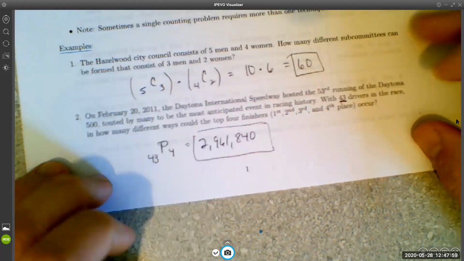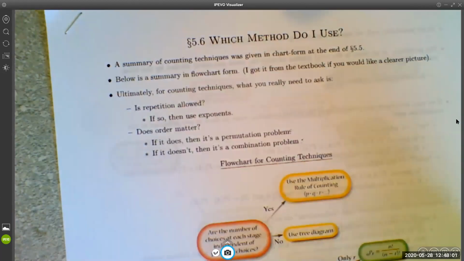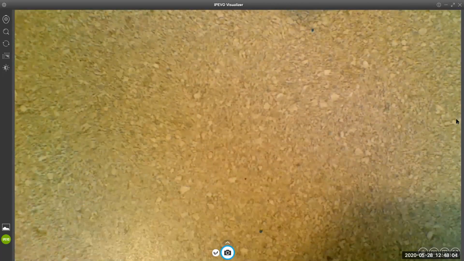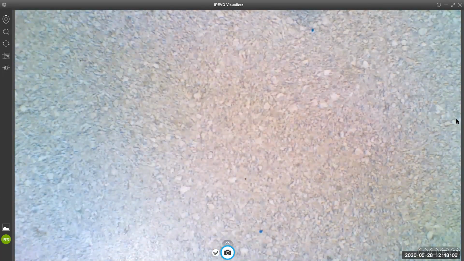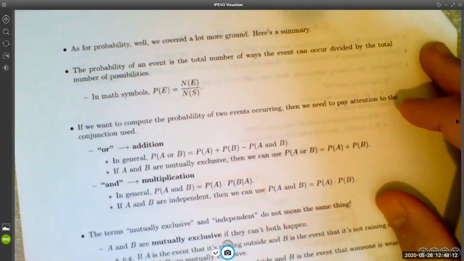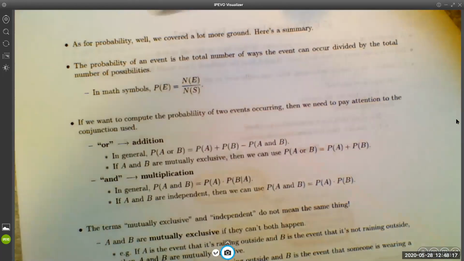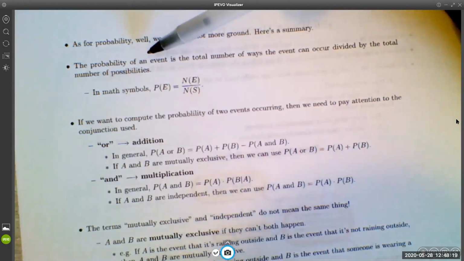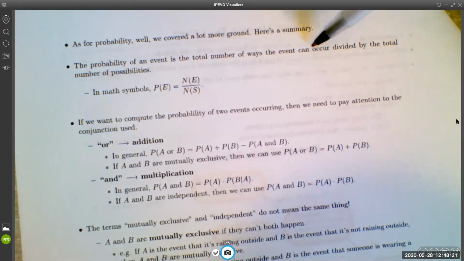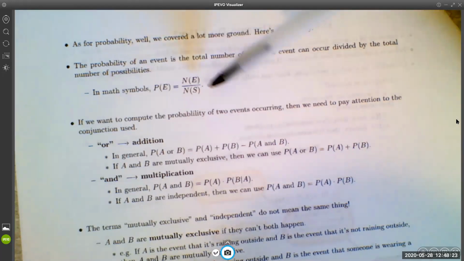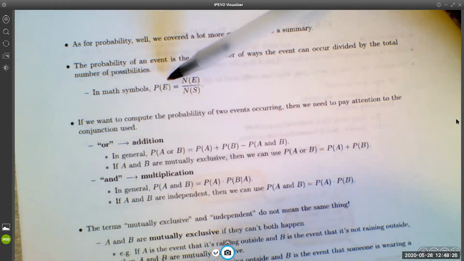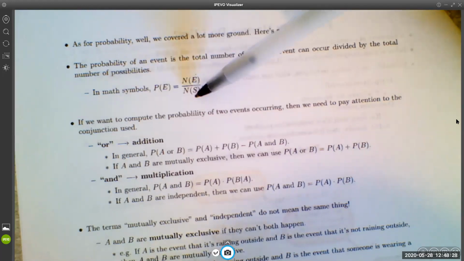Okay, so that's a summary of counting techniques, kind of a brief summary because we didn't talk about very much in that section. But let's summarize our probability stuff now. We covered a lot more ground with probability. So here's a summary. The probability of an event is the total number of ways that an event can occur divided by the total number of possibilities, right? So the probability that E occurs is the number of ways E can occur divided by the number of events in our sample space.